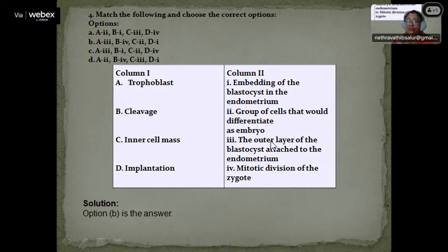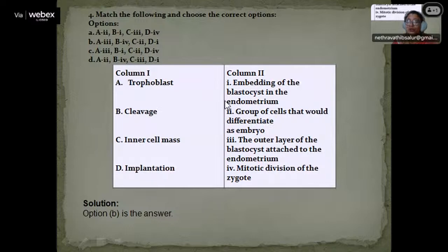This is a match the following question, a very easy question, but it takes about 2 to 3 minutes to solve. Now here you have column 1 and column 2. You have to match column 1 with column 2. How do we do it? I remember when you were in first standard, second standard, third standard, you were taking a scale and doing the match the following. I prefer you to do that. Take a scale and correctly line the parts. Okay. So here you have trophoblast.